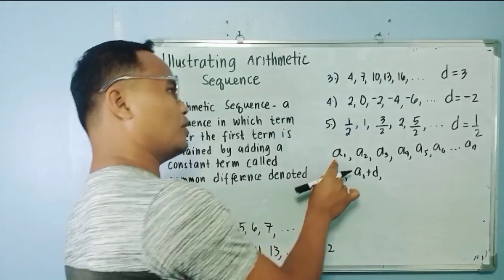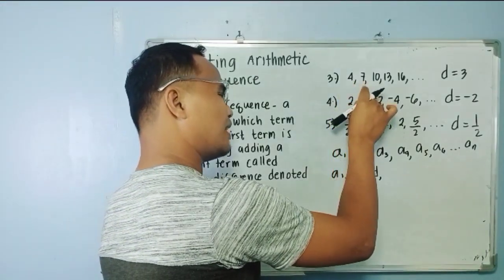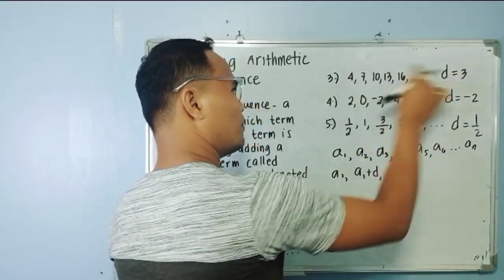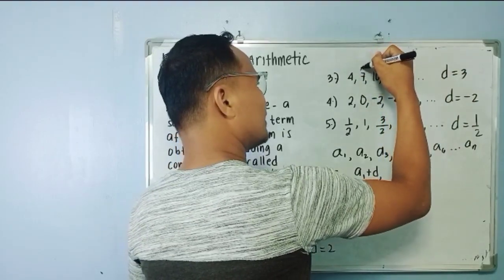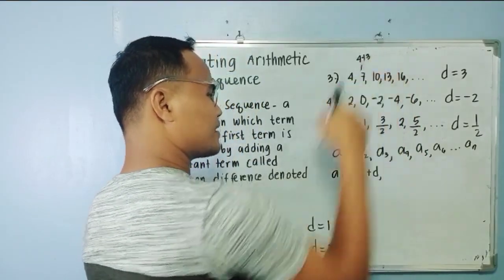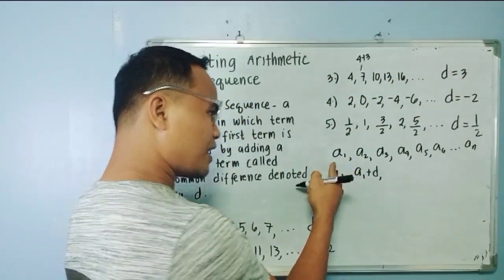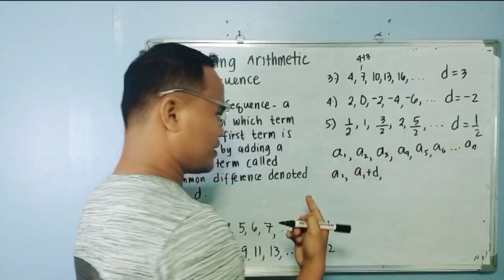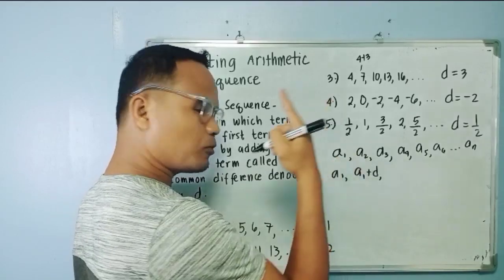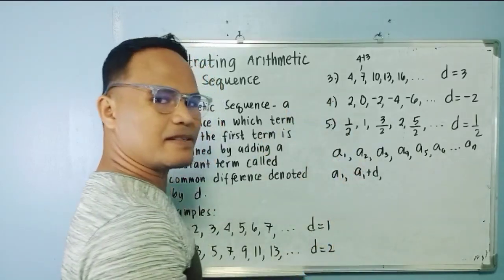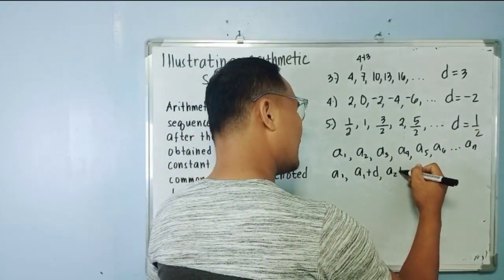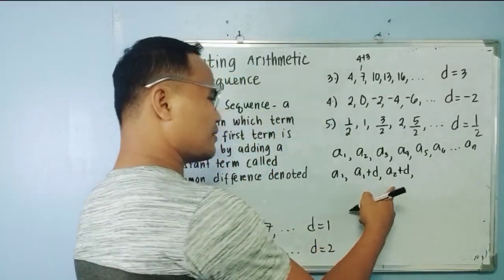For example, 4. We get 7 as our second term because we added 3 to 4. 4 plus 3. So we can write 7 as 4 plus 3, where 4 is the first term and 3 is the common difference. So if we have the general sequence, with the first term a sub 1, the second term can be rewritten as a sub 1 plus d. And also, a sub 3 is a sub 2 plus d. Why is it a sub 2 plus d?